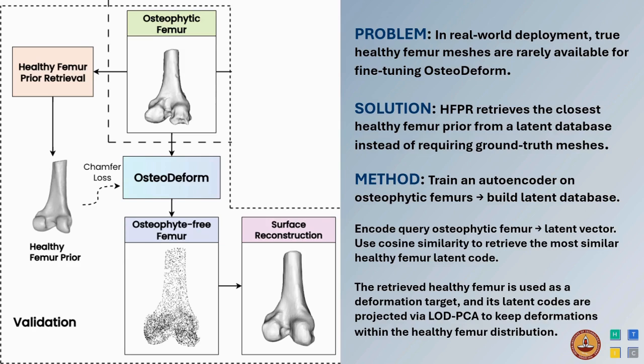So, this happens by training an autoencoder on osteophytic femurs and thus building a latent database. Now we encode the query osteophytic femur to a latent vector and use cosine similarity to retrieve the most similar healthy femur latent code. This retrieved healthy femur is used as the deformation target and its latent codes are predicted via an LOD-PCA or level of detail principal component analysis to keep the deformations within the healthy femur distribution.